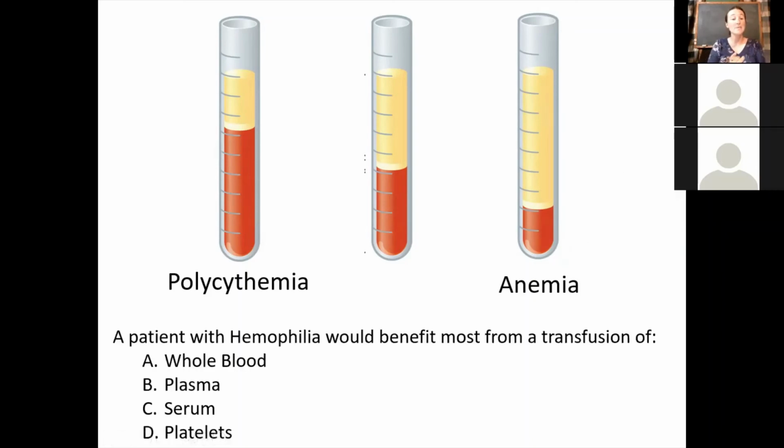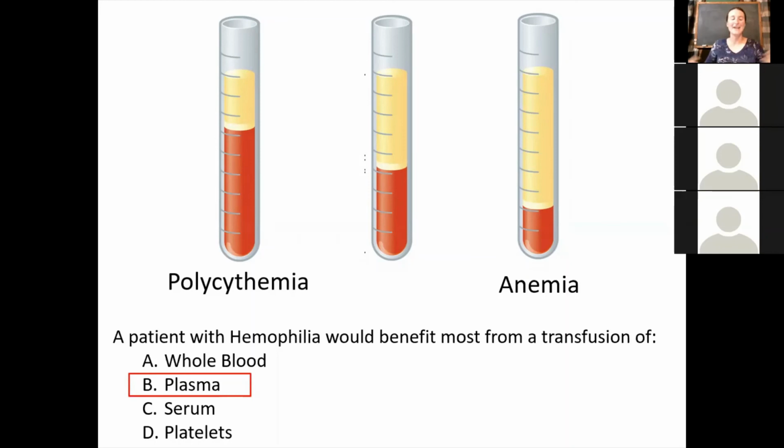All right, one more. A patient with hemophilia would benefit most from a transfusion of what? You can actually give whole blood, plasma, serum, or platelets to patients. So what exactly is it that hemophiliacs need? Savannah, do you have an answer? B, plasma. Awesome, very good.